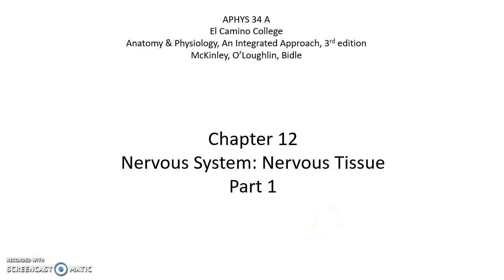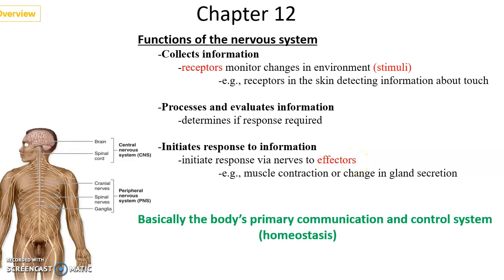Chapter 12, Nervous System, Nervous Tissue, Part 1. So, the functions of the nervous system. Well, a little overview. There are three big category functions.